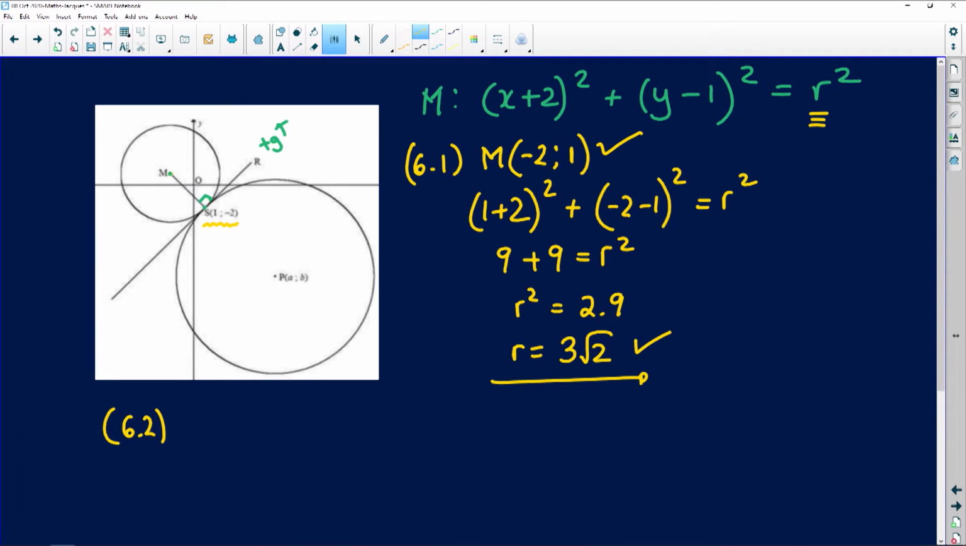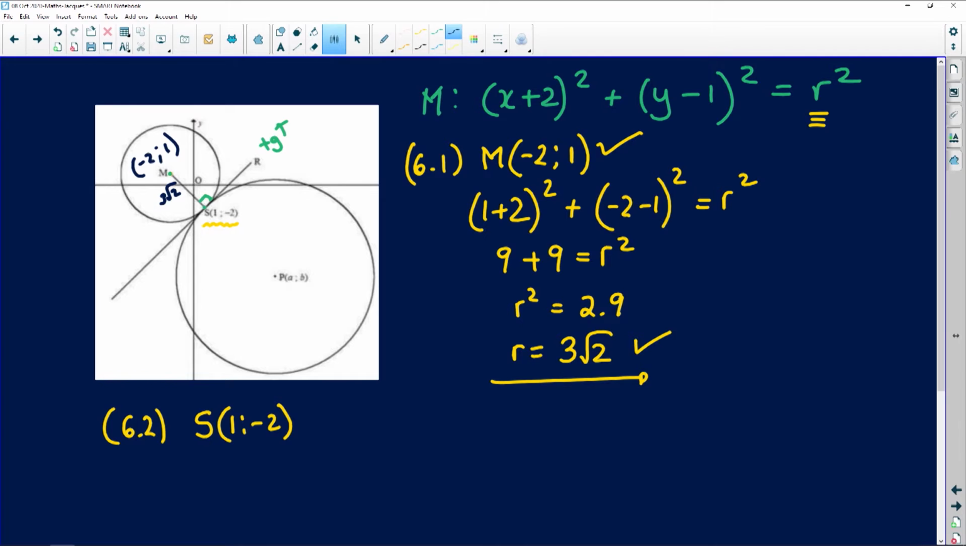We've got the point. The point S is the point (1; -2). And I just found that this is the point (-2; 1). And I also know that this radius is 3 times the root of 2. So I've just put that information on there so that in case we need it, we know it's there, else we're going to forget that we've got the information.